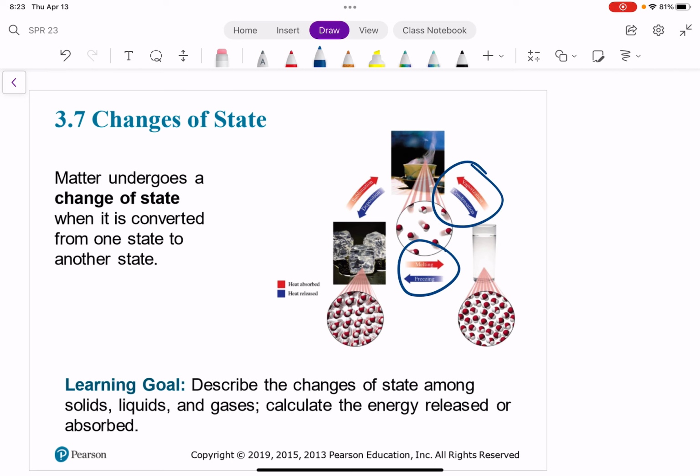Vaporization and condensation. Condensation you might be familiar with is when you're going from gas to liquid, and vaporization is when you're going from liquid to gas. And then these two you might not be as familiar with, sublimation and deposition. Sublimation is when you go straight from a solid to a gas, and deposition is when you go the other way, gas to solid. We'll talk about those a little bit more in the future.